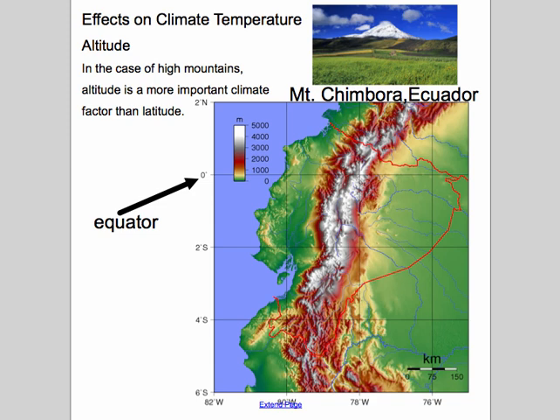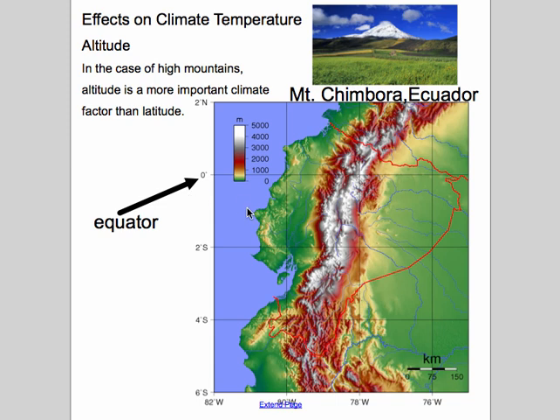So the second thing on temperature is altitude. So here, right from your book, there's a great example, Mount Chimborazo in Ecuador. That's almost right on the equator. I think it's like 1 degree south, something like that. And here's a map that shows you, okay, so here's the equator, and here's our elevation in meters. And it's obviously tropical down here in Ecuador.